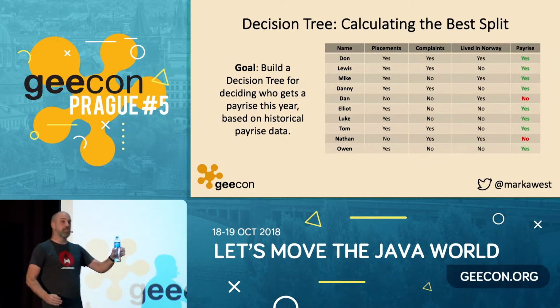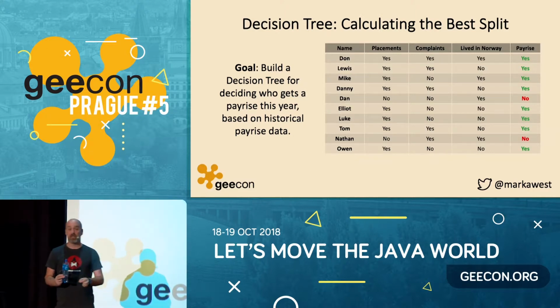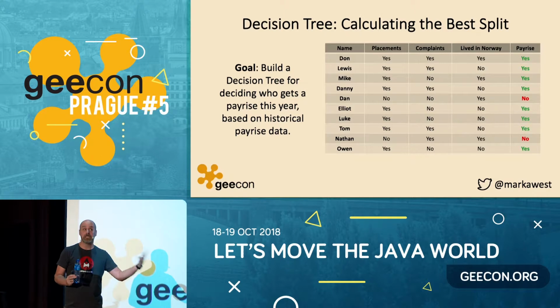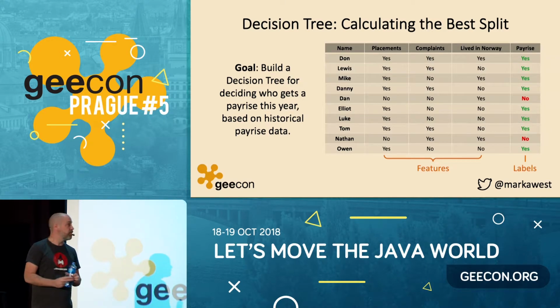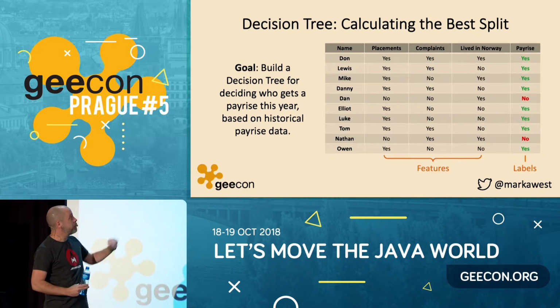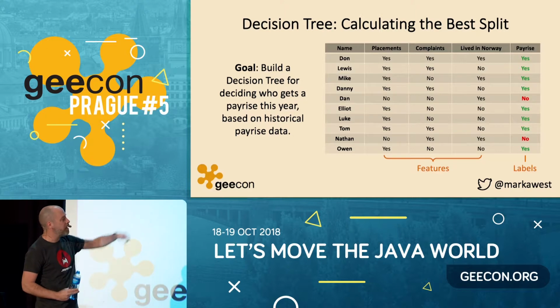But imagine that these British recruiters came to me and said, Mark, we want you to build a decision tree that can tell us who should get a pay rise based on historical data. So I take some information from previous years, and this information I split into features and labels. So have they made any placements? Have they received any complaints? Have they lived in Norway? This is because most of the British recruiters have never been to Norway when they ring me up. They don't know the language or the culture or anything. It's really frustrating. And whether they got a pay rise.